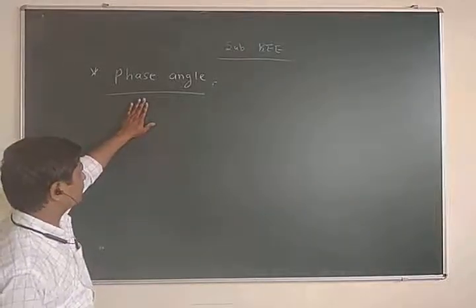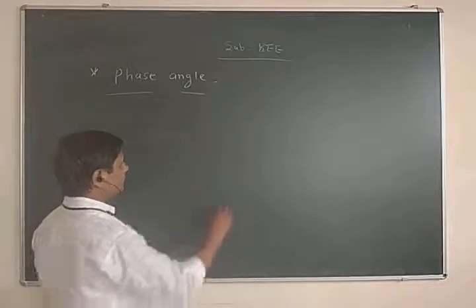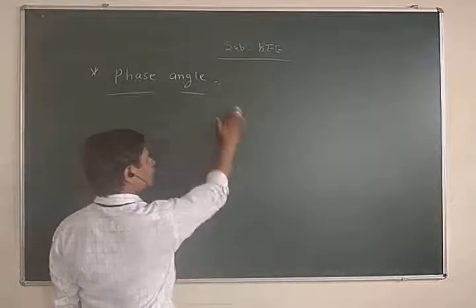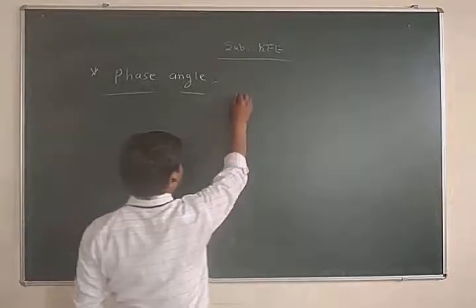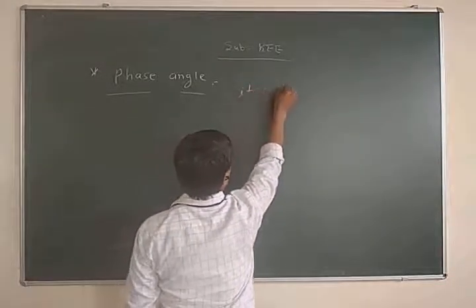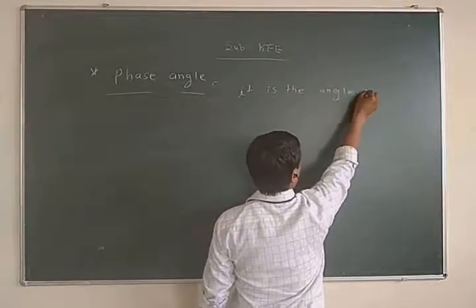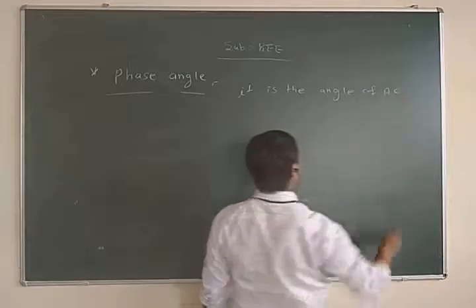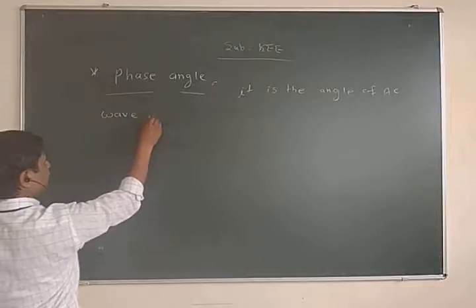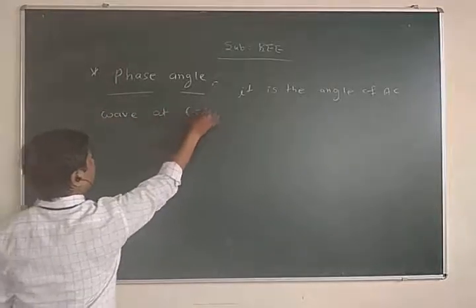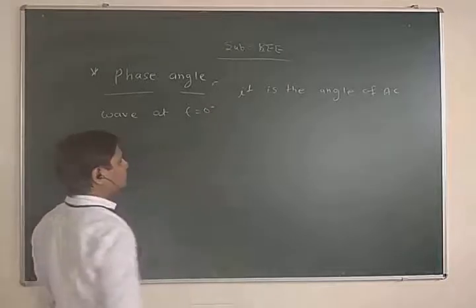In this class we will discuss phase angle. Phase angle means the angle of the AC wave at t equal to 0. The angle of the AC wave at t equal to 0 is known as the phase angle.